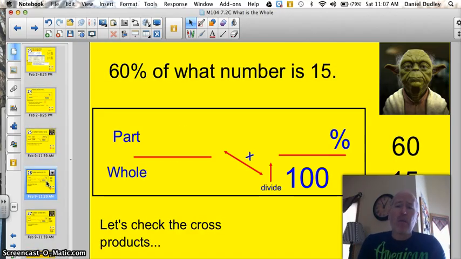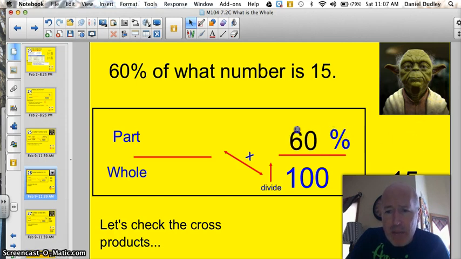All right, the next problem. 60% of what number is 15? Let's see. Use the box and the Jedi you will be. That's right. All right, so we know 60%. Let's pop that into the percent. And then 15, that's the part.